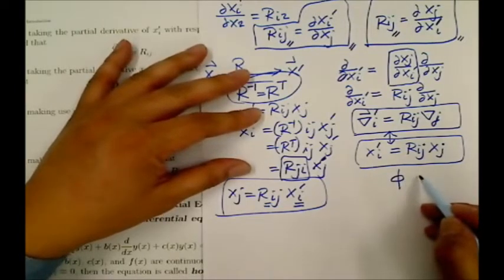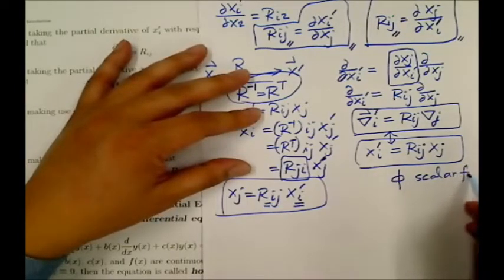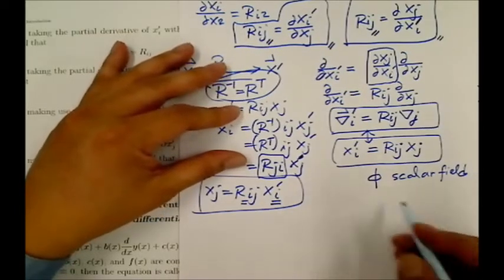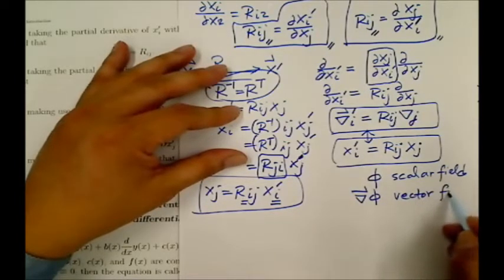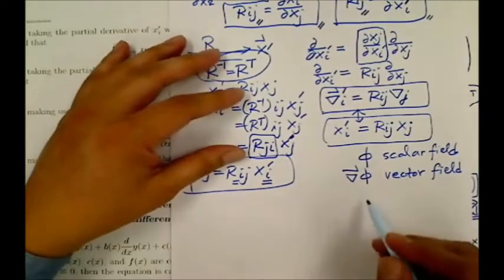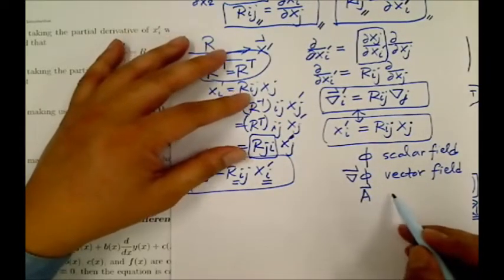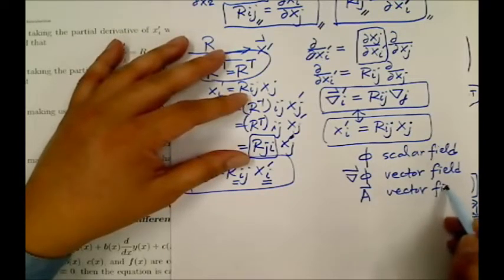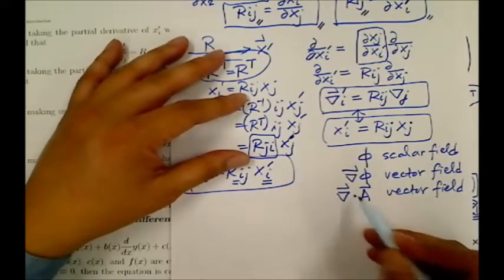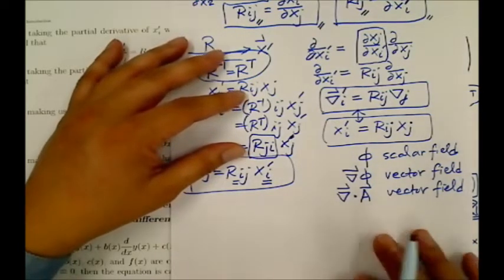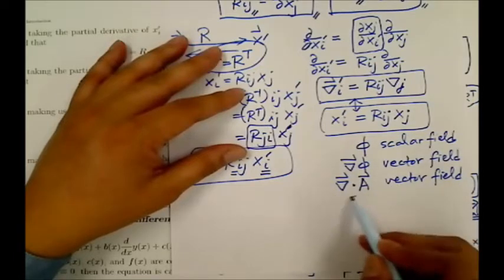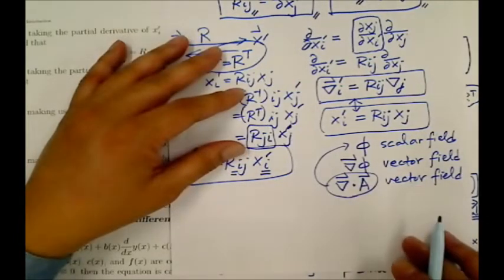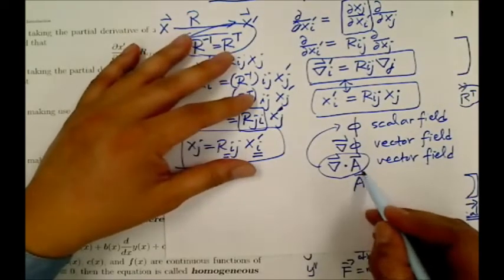Suppose that phi is a scalar field. Gradient phi is a vector field. A is a vector field. Then divergence A is a scalar field. Vector, scalar product, vector. So that does not transform at all. A is a vector field, and this is a scalar field.